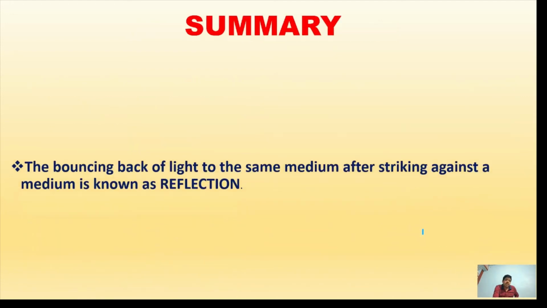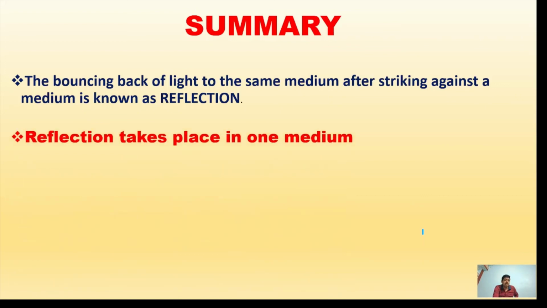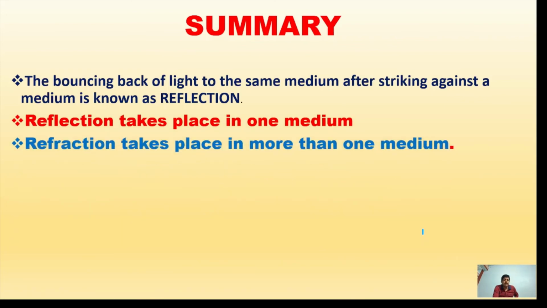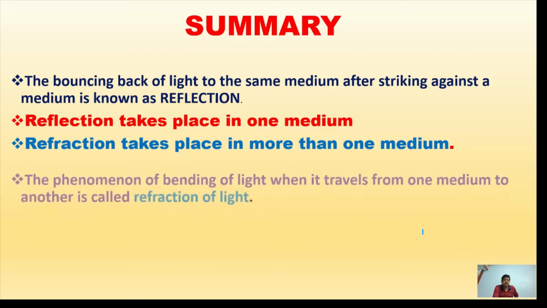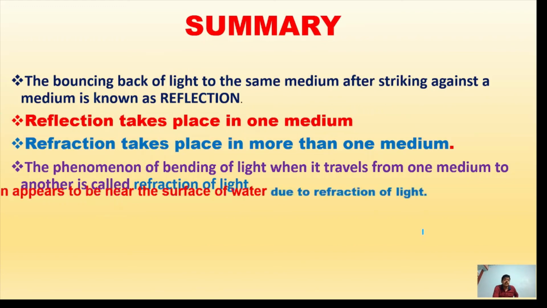Okay, so here what we discussed, let's once again review. The bouncing back of light to the same medium after striking against a medium is known as reflection. This is one of the recapitulations. Reflection takes place in one medium. Refraction takes place in more than one medium. The phenomenon of bending of light when it travels from one medium to another medium is called refraction of light.